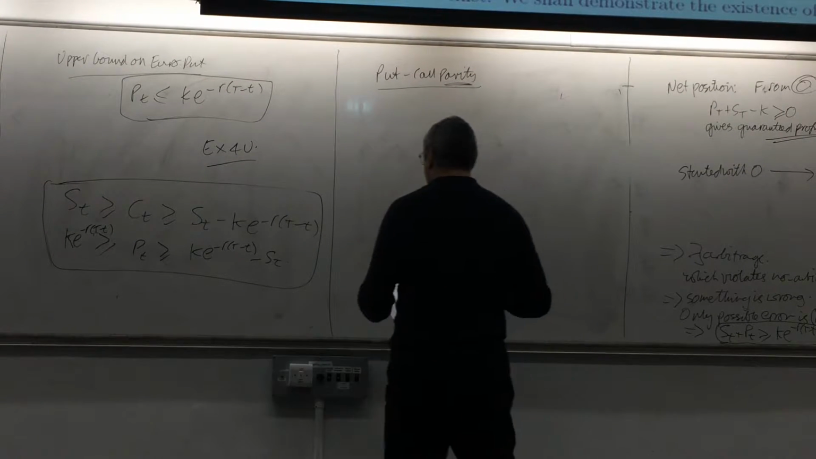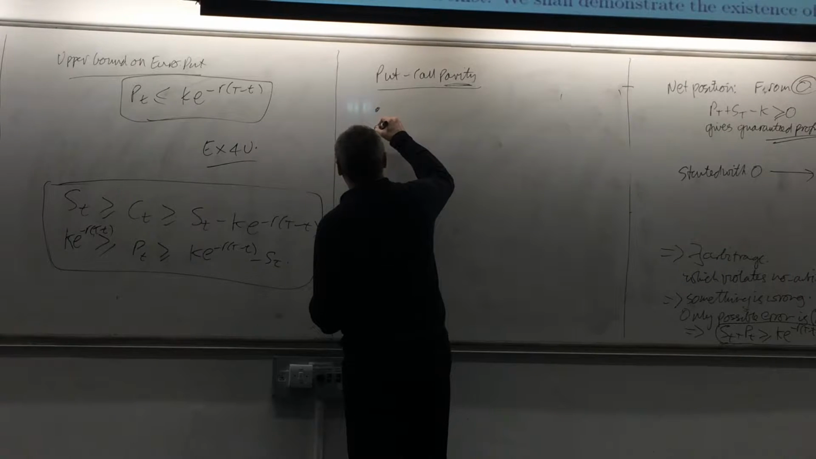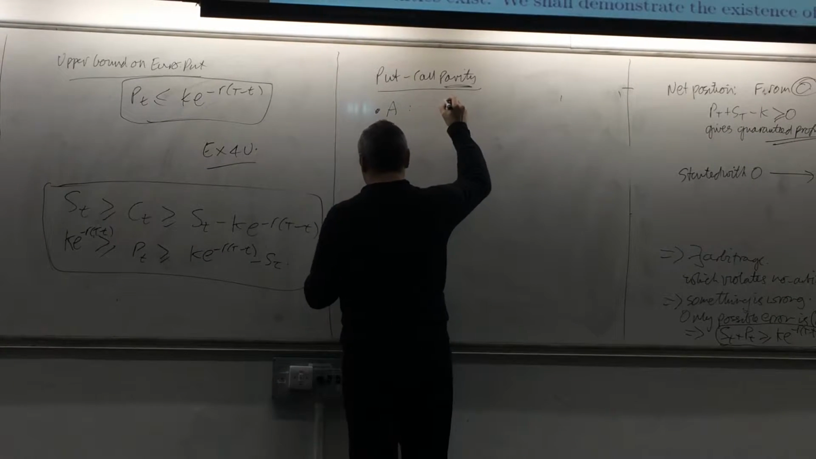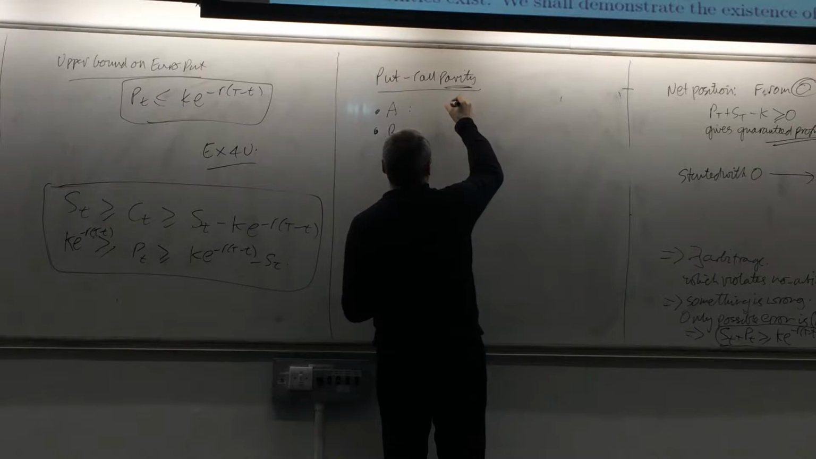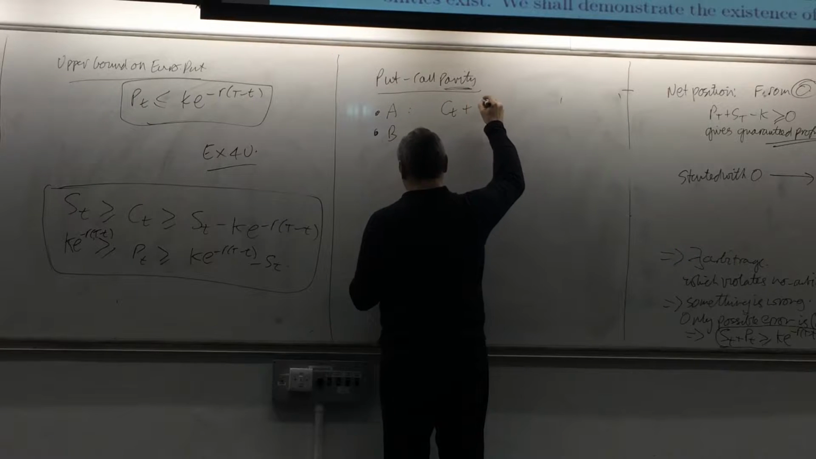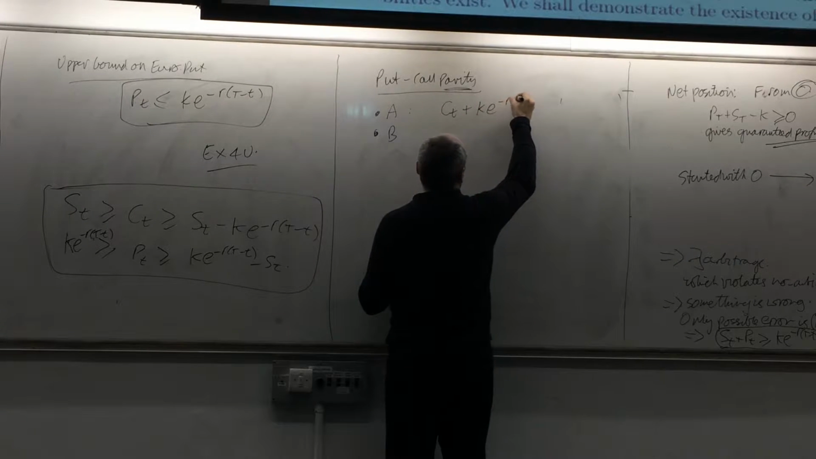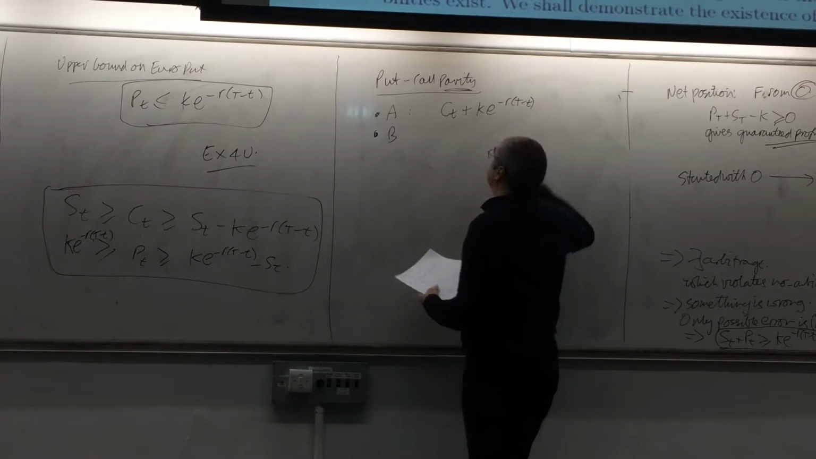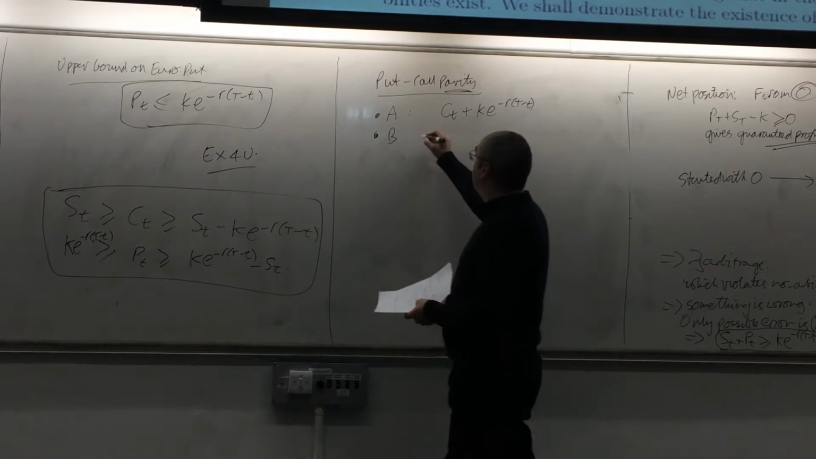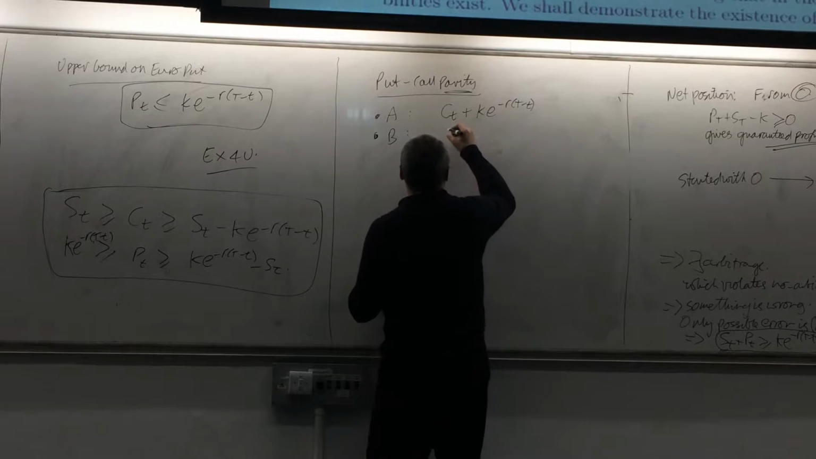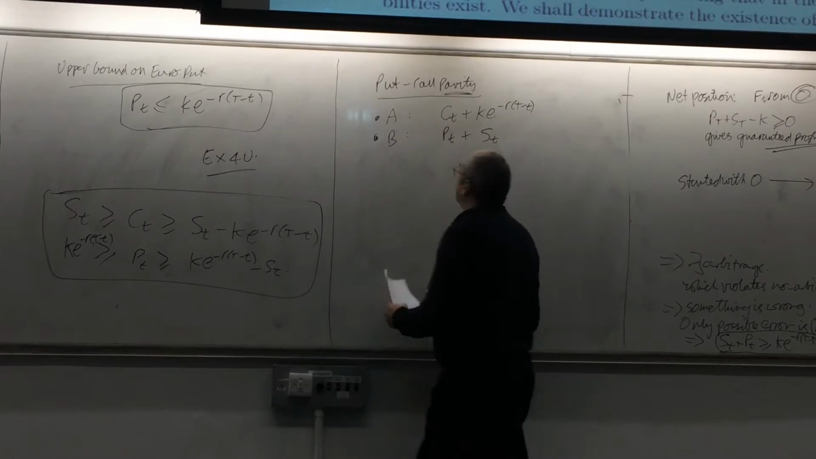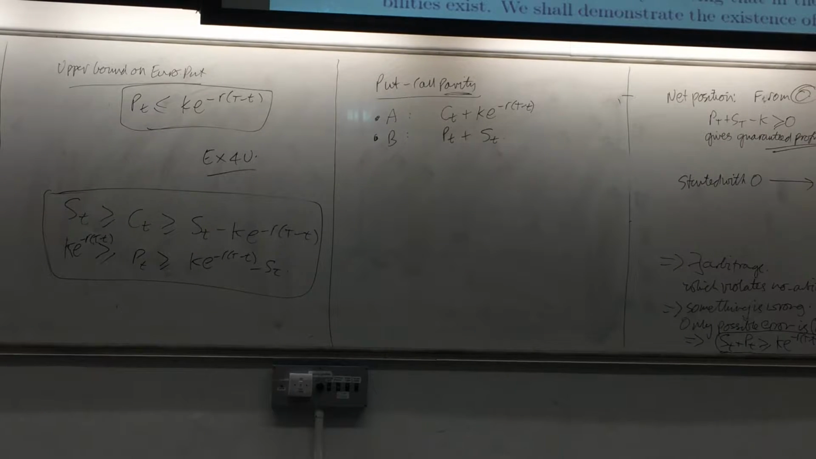So this argument runs in a similar way. I'm going to consider two scenarios, A and B. I'm going to hold a portfolio which is a call option plus an amount of money K e to the minus R(T minus t). That's part A of the portfolio. Part B, a separate portfolio, is a put option and the underlying asset. Okay?